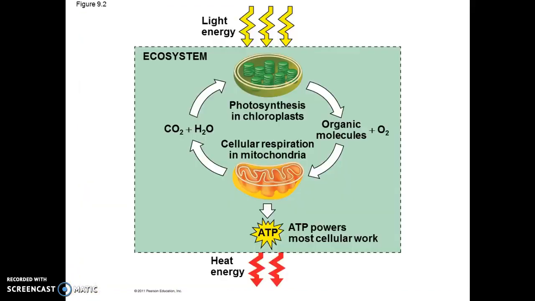This diagram reminds us of the interrelated nature between photosynthesis and cellular respiration. Through photosynthesis, organic molecules and oxygen are produced, and the mitochondria then are able to use those organic molecules and oxygen, releasing CO2 and water, but also producing ATP to help power cellular work.